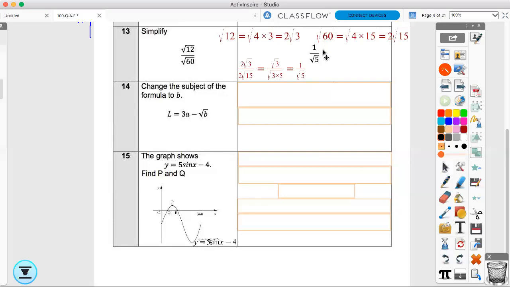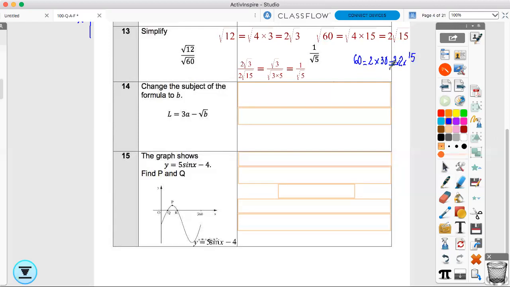So now you might say, what can I do if I can't see that 4 times 15? What you could have done is say 60 is 2 times 30, which is 2 times 2 times 15. That might have helped. 2 times 2 times 15.